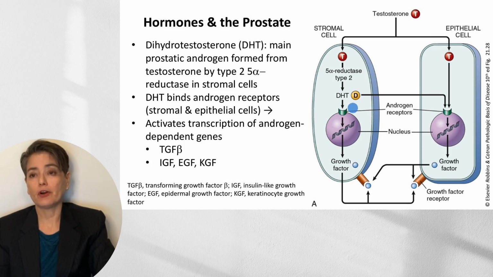DHT can be shared from the stromal cells to the epithelial cells and can bind to androgen receptors in both cell types to activate transcription of androgen-dependent genes such as transforming growth factor beta, insulin-like growth factor, epidermal growth factor, and keratinocyte growth factor. These growth factors can act either in an autocrine fashion, being released by the stromal cell, binding to a receptor on that stromal cell, stimulating growth, or in a paracrine fashion, going from the stromal cell to stimulate growth of the epithelial cell.